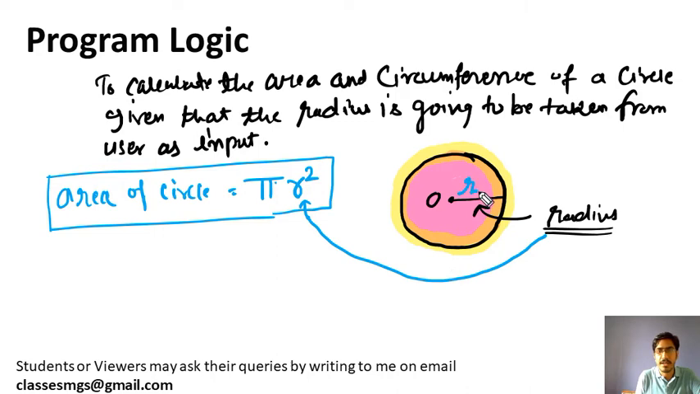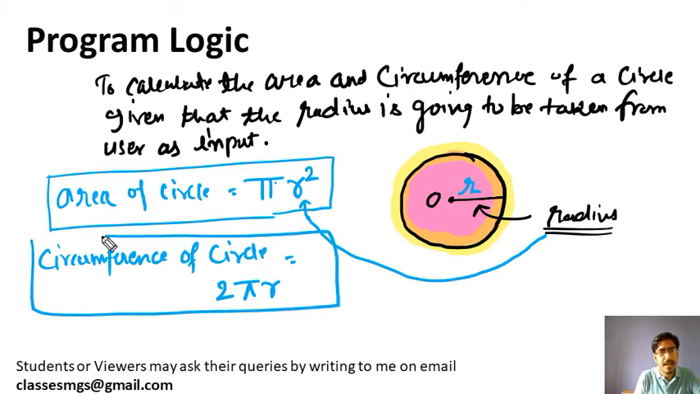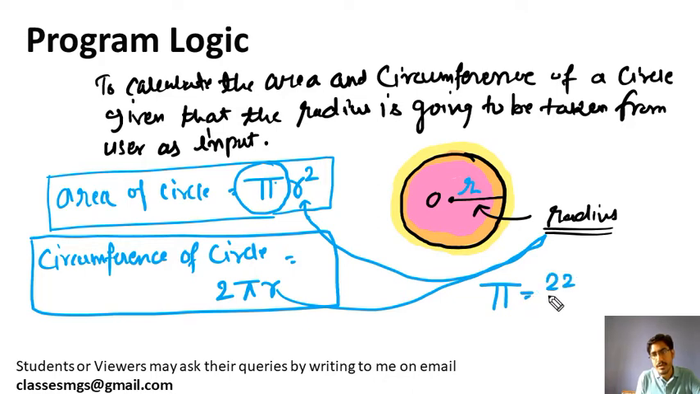Okay, let's suppose r is given as the radius. What is the circumference? Circumference of the circle is 2 pi r, where r is the radius, and pi is a mathematical symbol which has a predefined value that can be taken as 22/7, or it has the standard value 3.14. Okay, so let's suppose the circle radius is given.